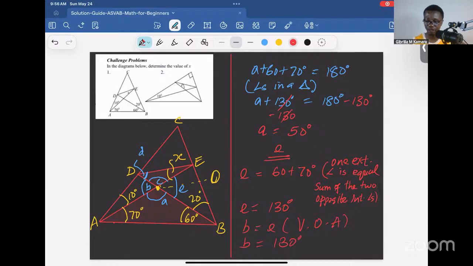And so let's put all the answers we've gotten here. E is 130, B 130, A is 50 degrees, which is the same as C. C is also 50.